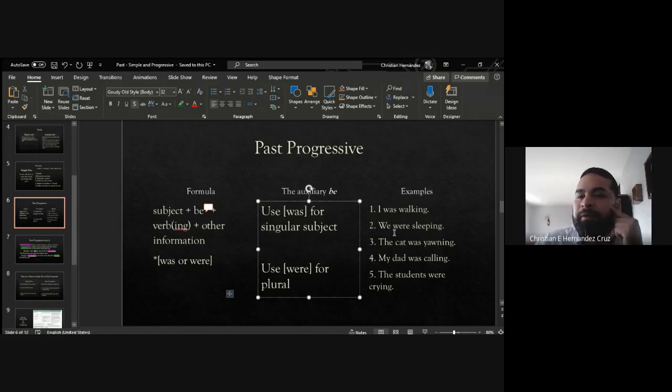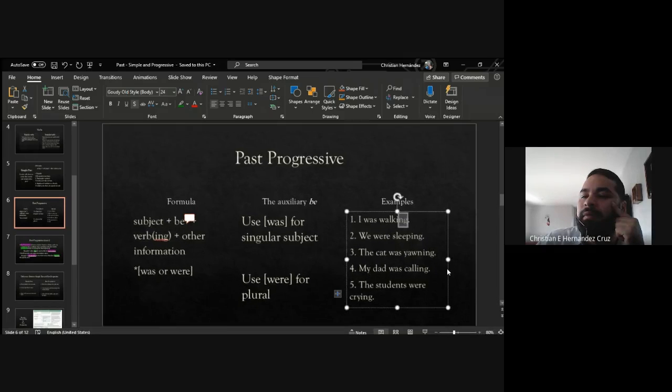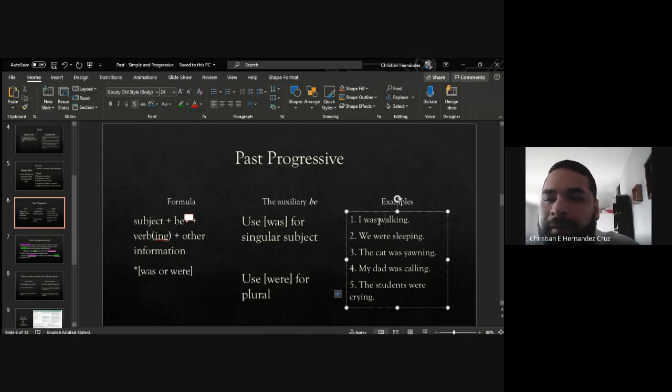There's a couple of examples here. I was walking. So we have the be verb was, and then we have the main verb walk, to which we add ing. As I was saying, the be verb was with the main verb walk, to which we added ing. So I was walking. This would be the past progressive form.